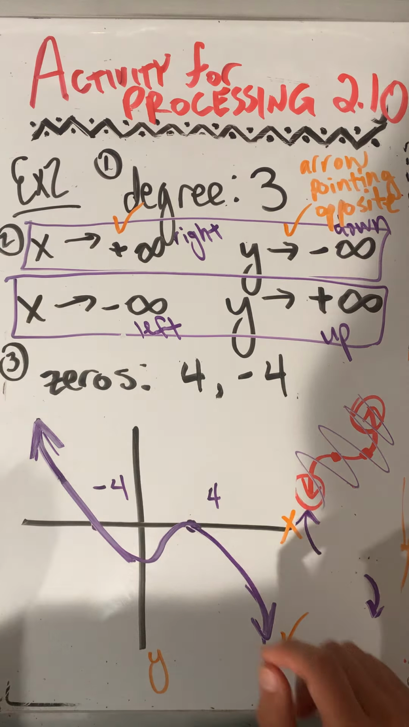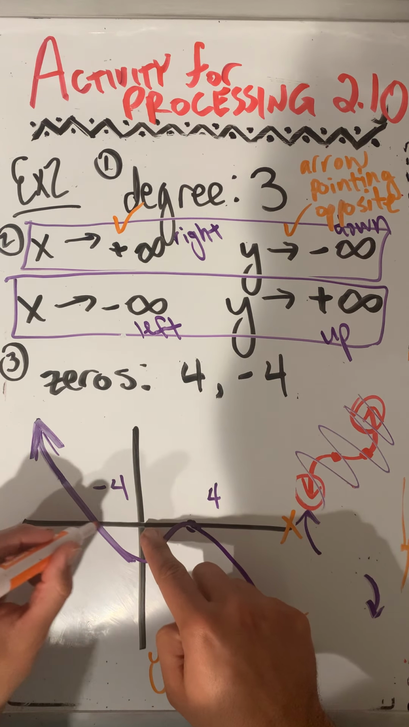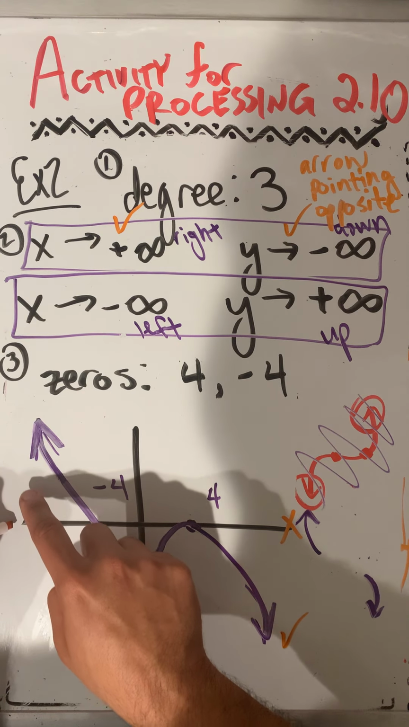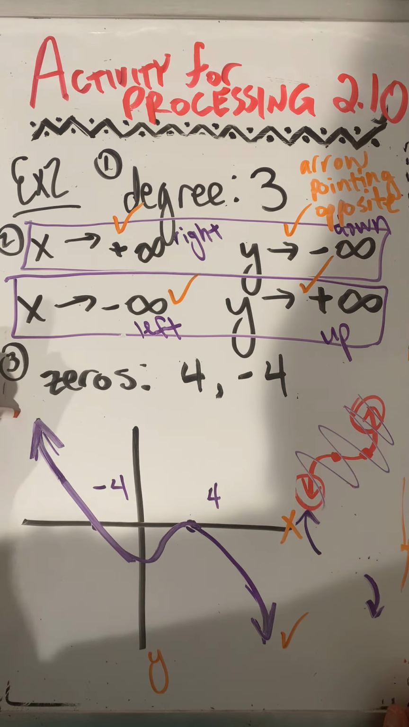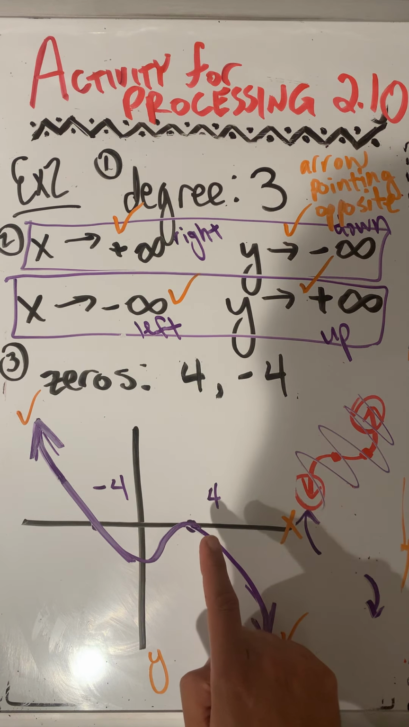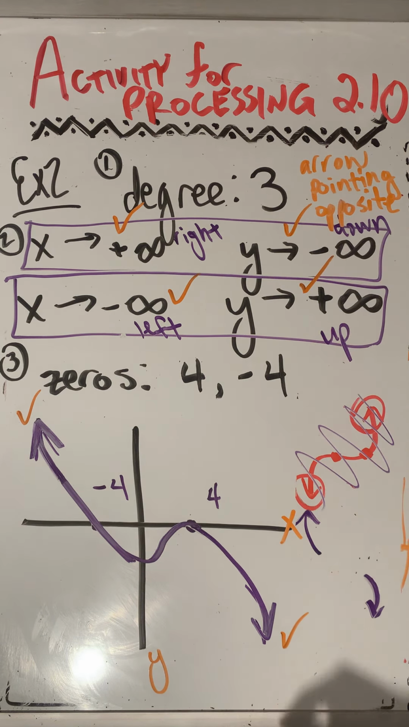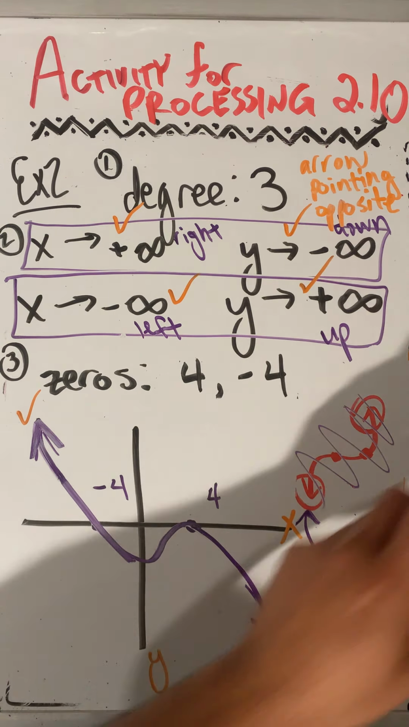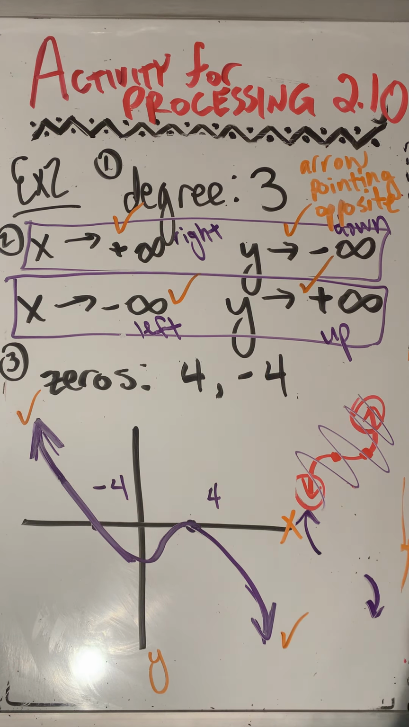As x goes left, up. So as x gets larger and larger in the negative direction, y gets larger and larger in the positive direction. Yes and yes. Yes, I did get it. There it is. And then zeros at +4 and -4. Yes. So here I'm going to leave you with this. What would this equation look like to represent the graph?